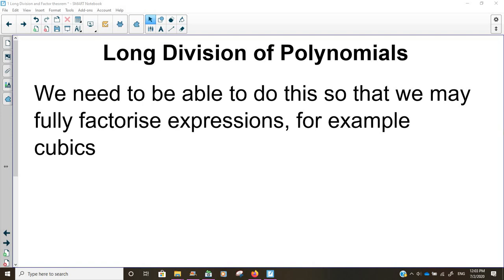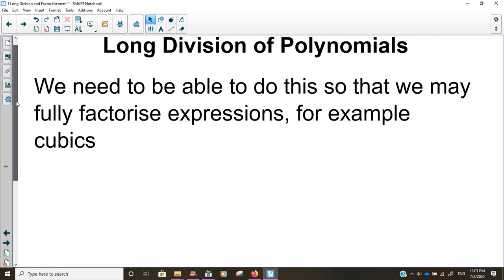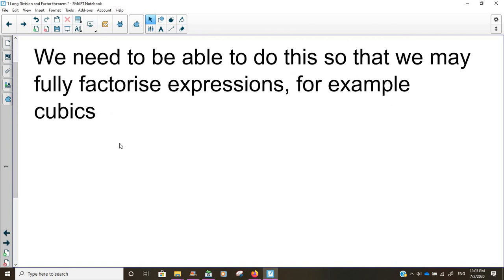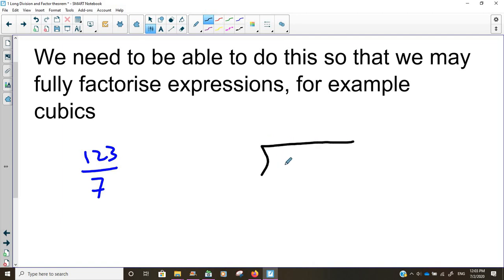Now I'm just going to show you numerically how to do division, because the long division of numbers is very similar to long division of polynomials. So let's start off by working out what, for example, 123 divided by 7 is. Okay, and let's start off by using the bus stop method. And you'll see the similarities between the two methods.